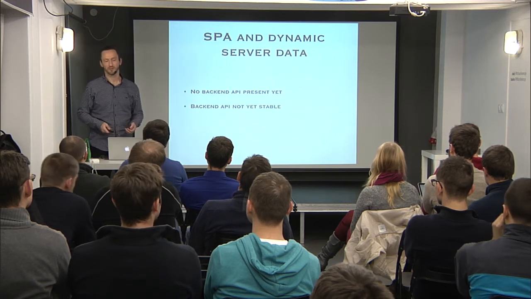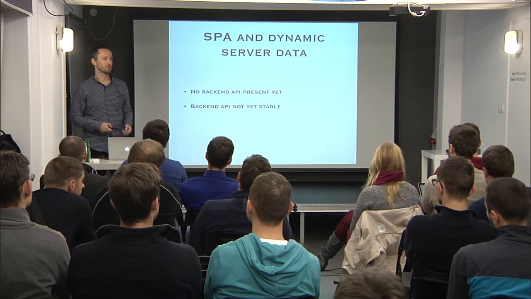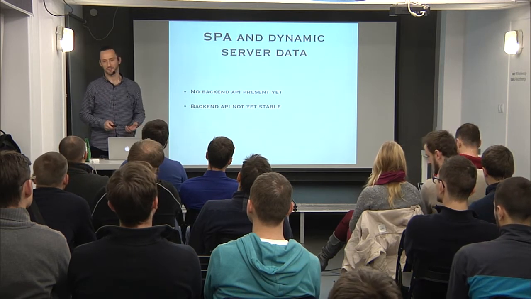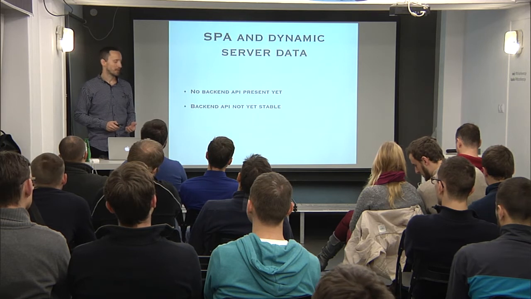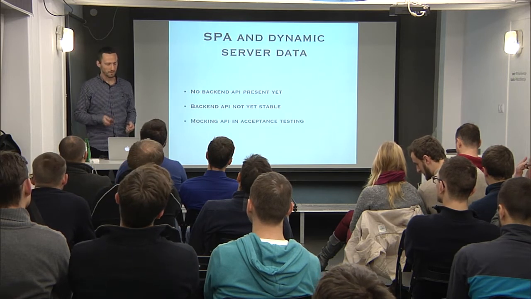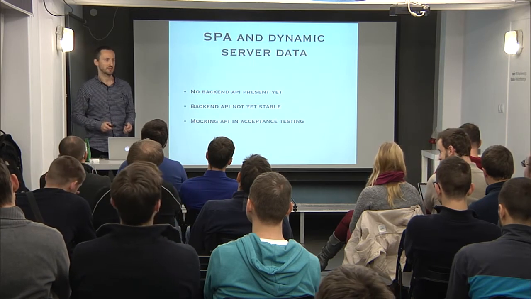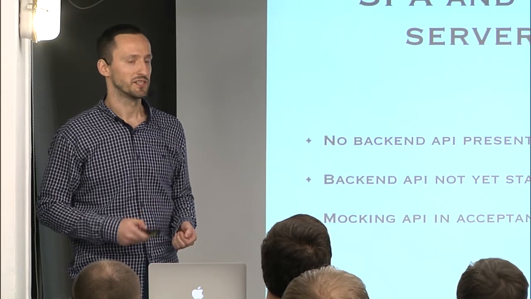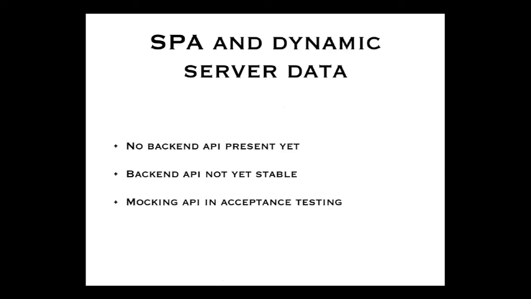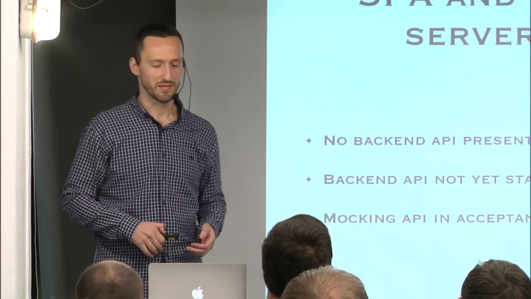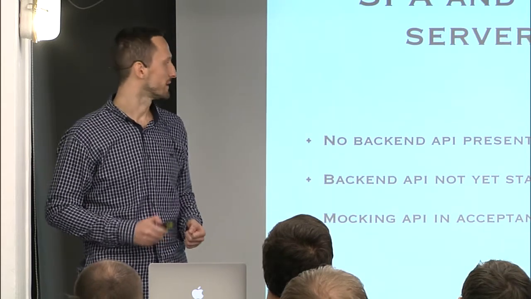The backend API may not be stable. The response from the server, from the endpoints, may change, and so you would have to change your code in your client application. And there is also the case of mocking in acceptance testing, when you want to simulate your application asking some endpoint and receiving some payload, populating the database and doing whatever needs to be done.